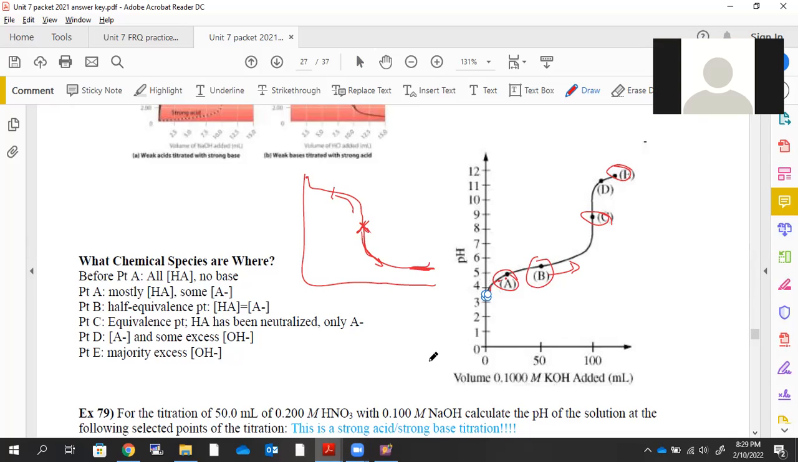A minus just represents the conjugate base, correct? Correct.